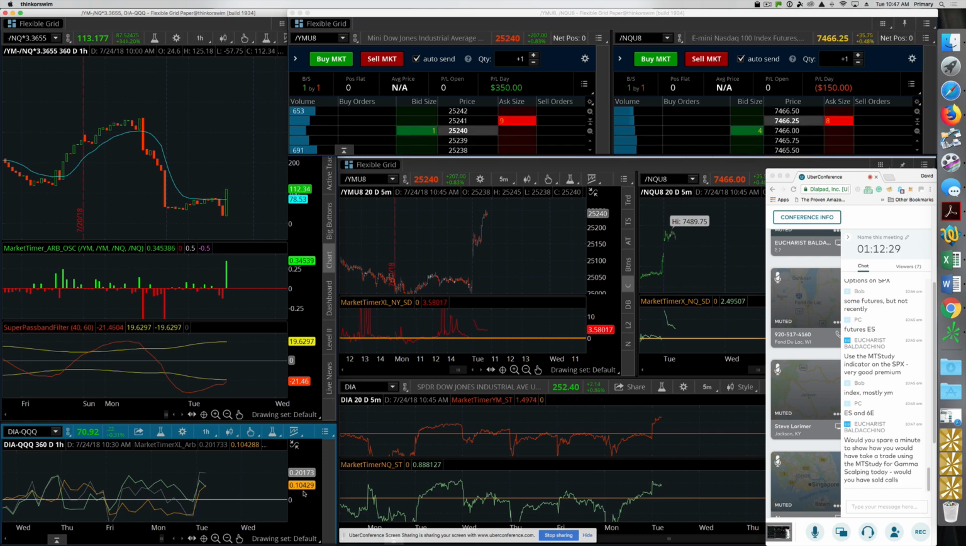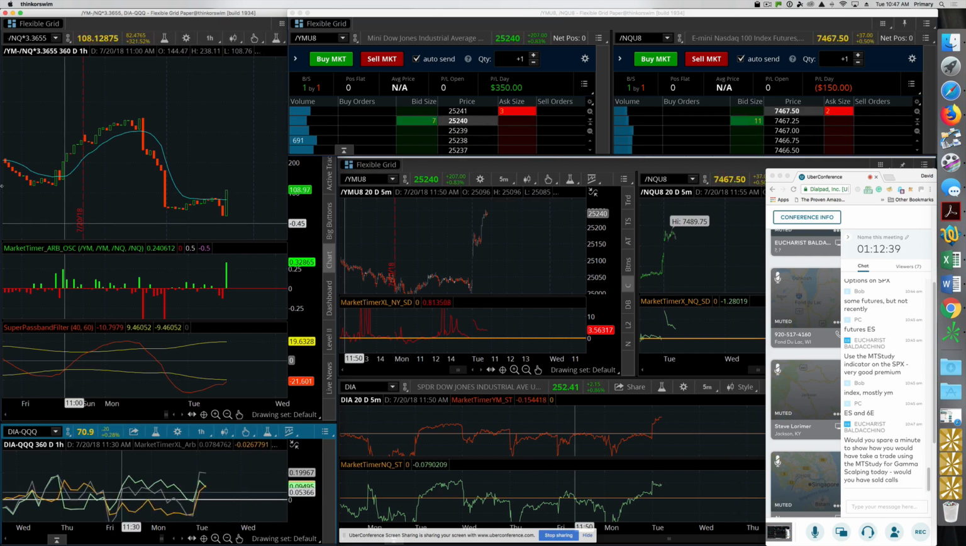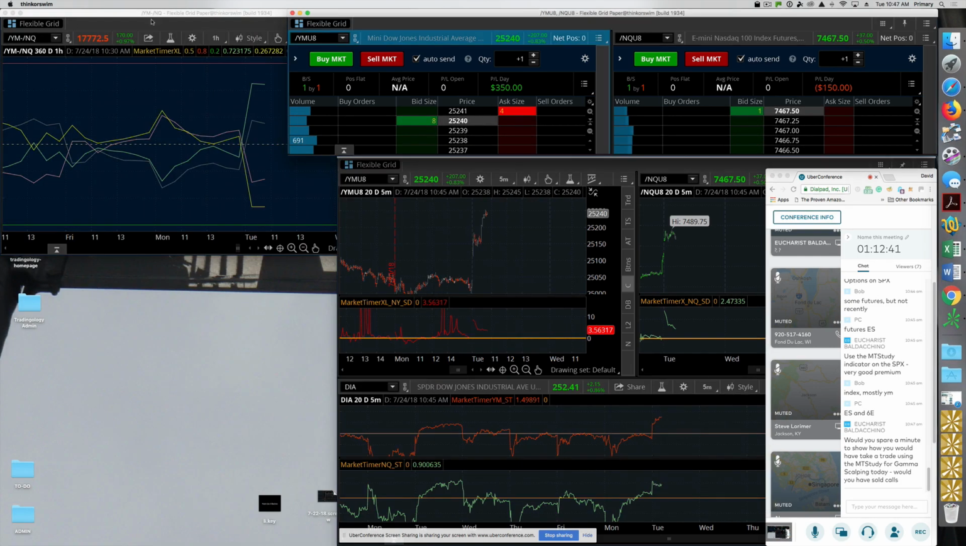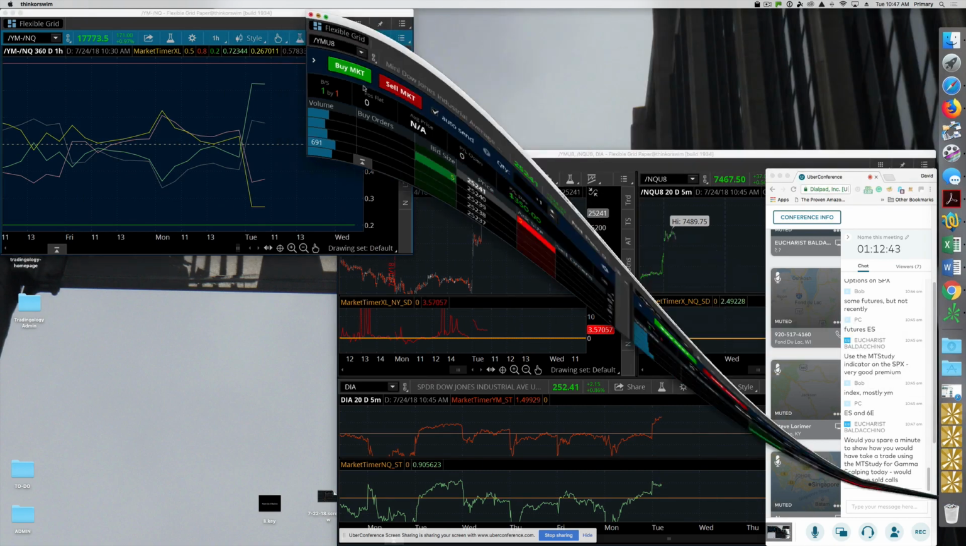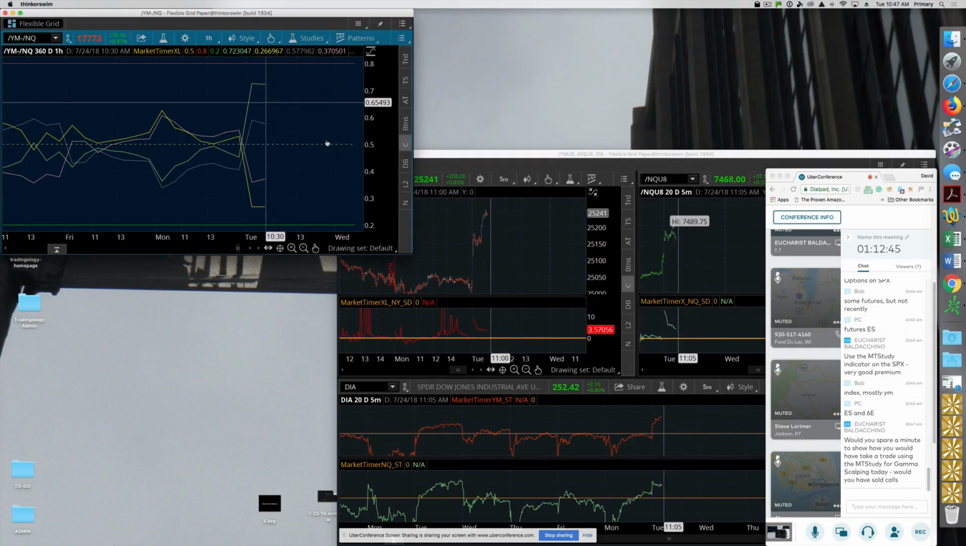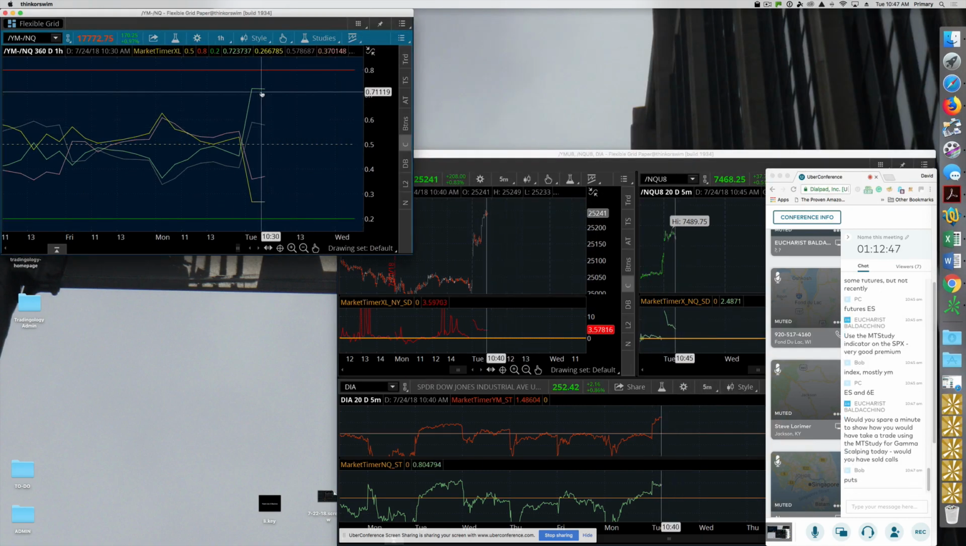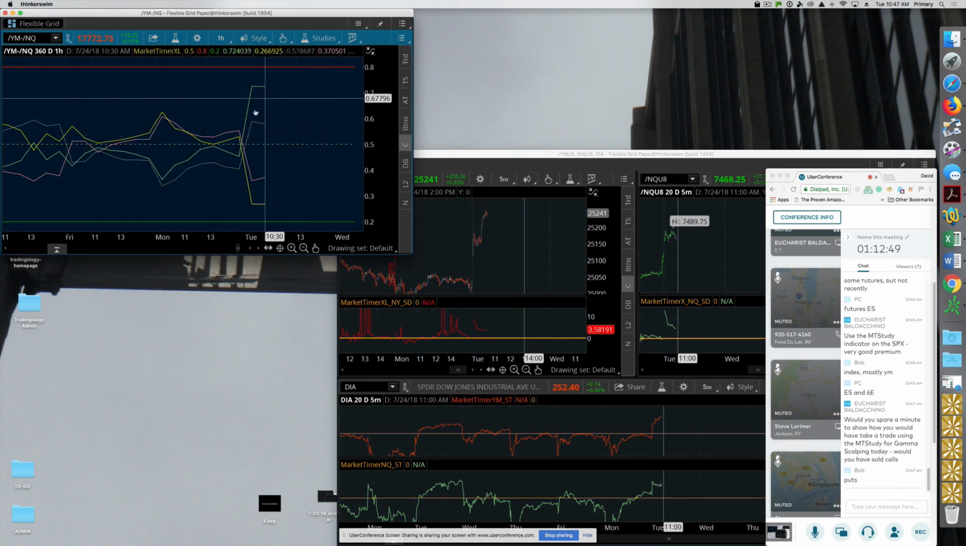Would you spare a minute to show how you would have taken a trade using MT study for gamma scalping today? And would you have sold calls? Oh, I wouldn't have sold calls. Holy cow, no. The market timer XL script is very strong at this point. So I would not have stepped in front of this very strong movement higher.